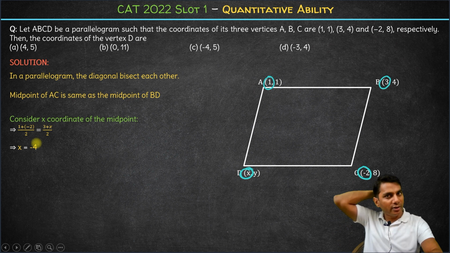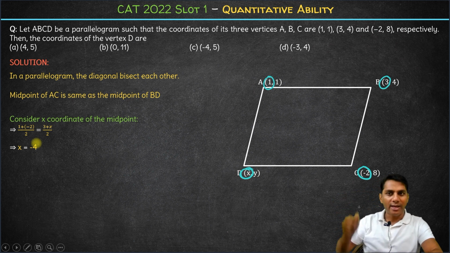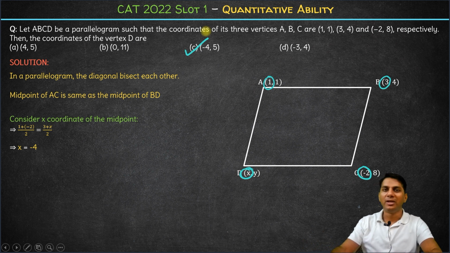So the x coordinate of point D is -4, and if you look at the options, the only option is C. So that has to be the correct answer. You need not even check for the y coordinate, since there is no other answer possible. "None of these" is not there in the options, right?